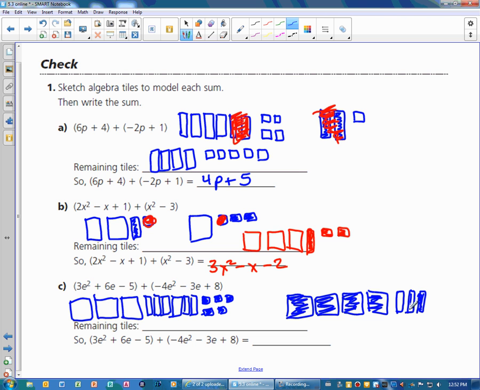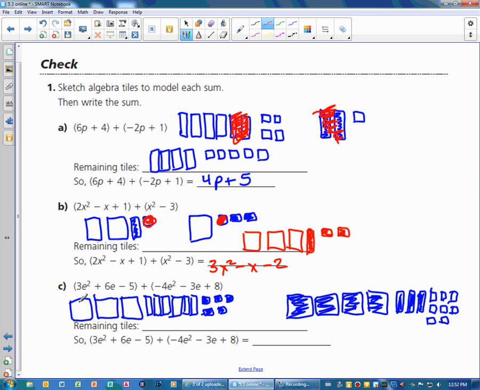1, 2, plus 8. Oh boy. 2, 3, 4, 5, 6, 7, 8. Okay. Group what can be grouped. These are whites, these are darks.